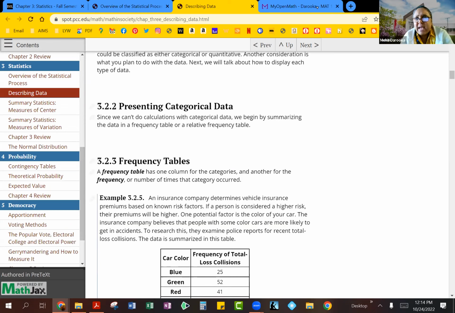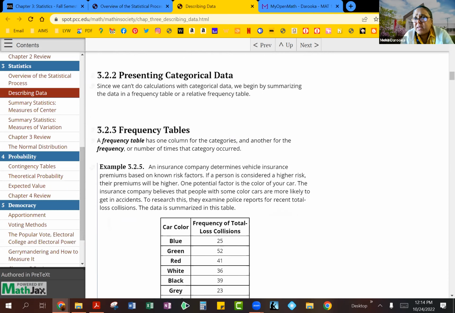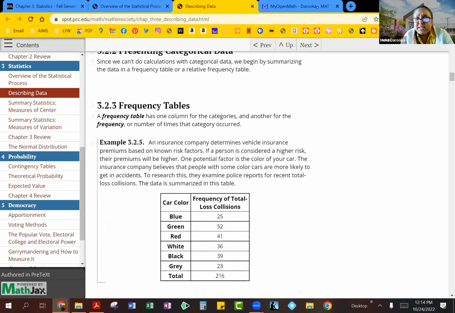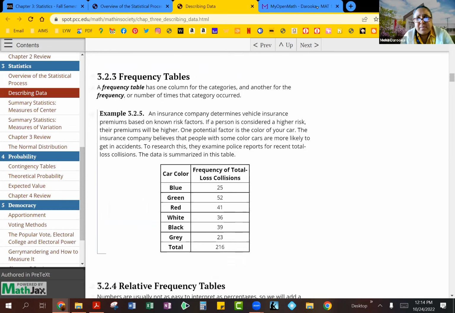Let's start with the categorical, or qualitative, data. Since there are no calculations that can be done, we will start summarizing these by putting them into tables. You can do a frequency table or a relative frequency table. That's probably one of the first things we do whenever we start working with raw data: try to put it in some kind of organized format in categories. So one column for the categories, another for the frequency, or basically how many times somebody chose that movie as their favorite movie. How many times did that category occur?